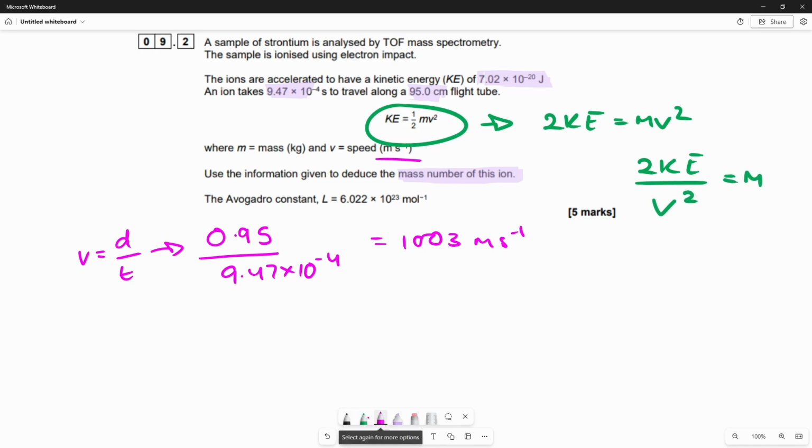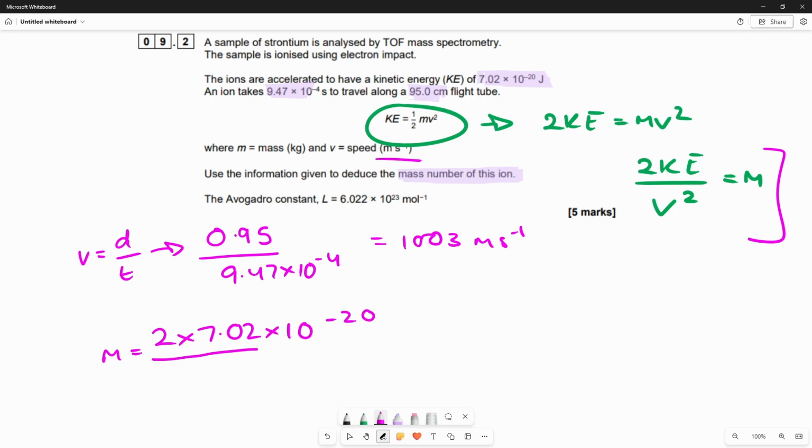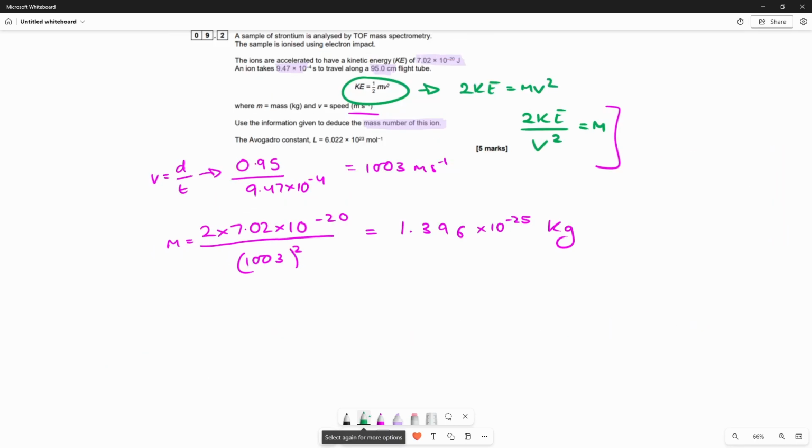So now we'll substitute all of our values into this equation to find the mass. So the mass equals 2 lots of 7.02 times 10 to the minus 20 over v squared, which is 1003 squared, and our mass will be 1.396 times 10 to the minus 25 kilograms. So it gives us our value in kilograms.